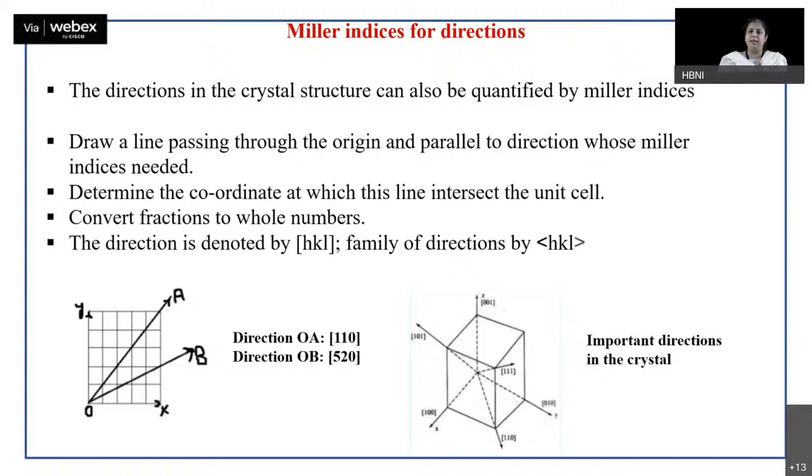So Miller indices of a plane use a small bracket. Miller indices of a direction use a square bracket. And if you have a family of directions, like you had a family of planes, in that case you have to use these triangular brackets. Now, just giving a small example.